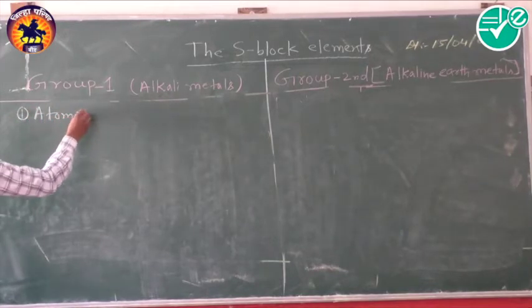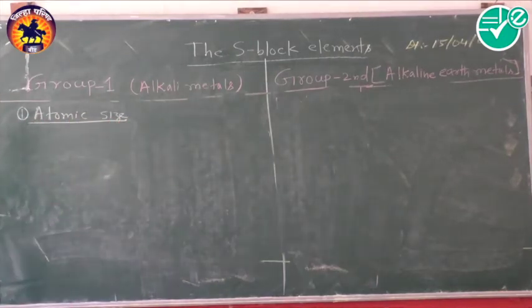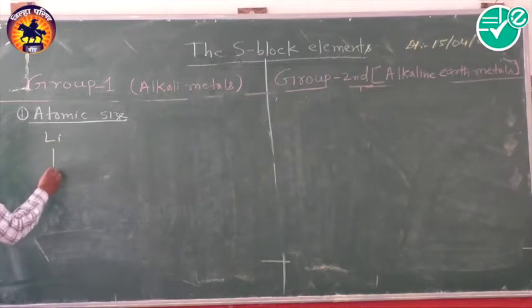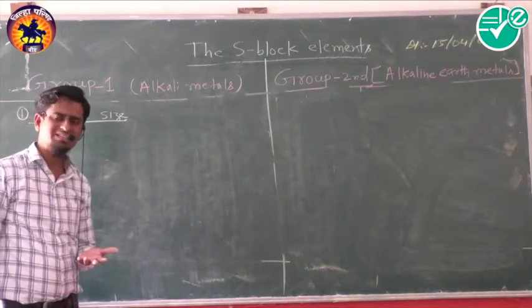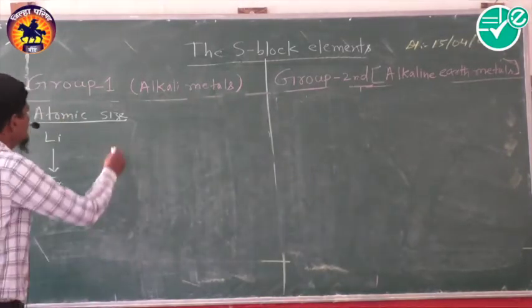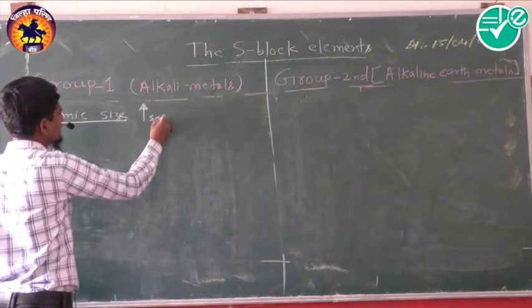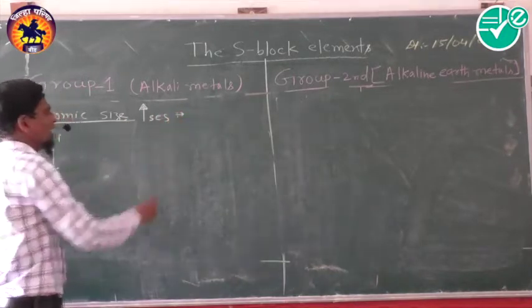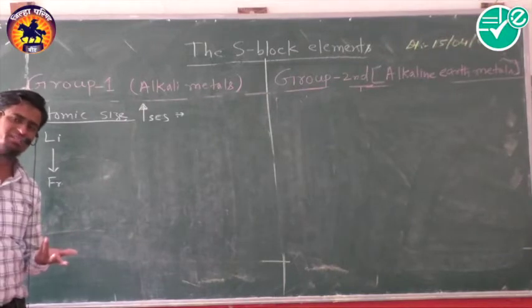Atomic size. Here you know, as we move from lithium to the last element, which is francium, from top to bottom, atomic size increases. Why does it increase? Because the number of shells increases.